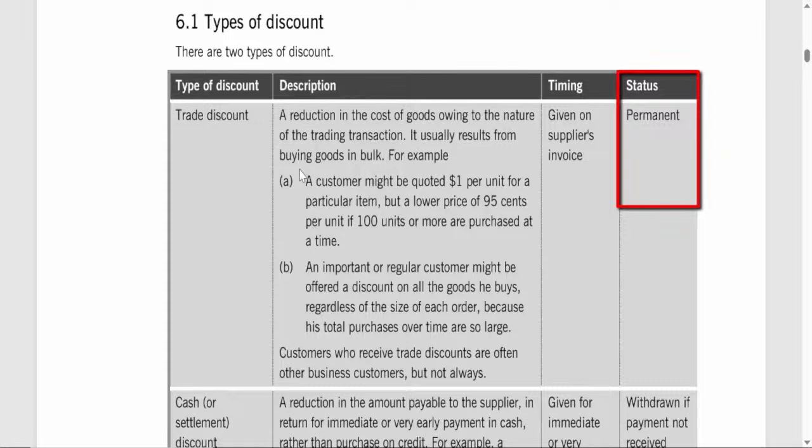Example. Imagine a retailer purchasing office supplies. If they usually pay $50 per box of paper, the supplier might offer a trade discount that reduces the price to $45 per box if the retailer orders 50 boxes at once. This motivates the retailer to buy in larger quantities.